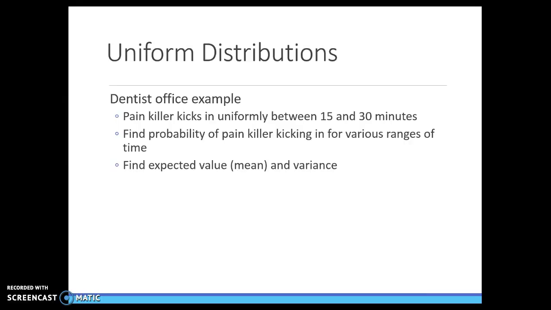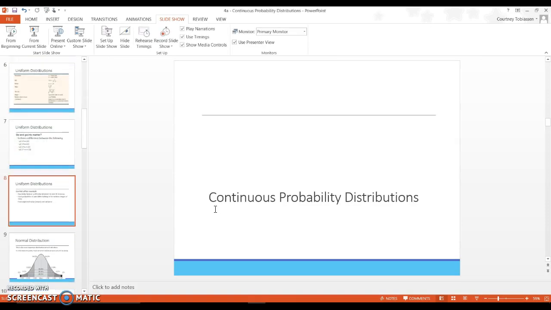So the dentist office example is the one that we are going to look at. When you go to the dentist office, the painkiller kicks in uniformly between 15 and 30 minutes. So there is an equal chance that the painkiller is going to kick in for you at 16 minutes, 17 minutes, 18 minutes, 18 and a half minutes, 18 and 3/4 minutes, 19 minutes, 25 and a half minutes. There's an equal chance throughout that time period. We are going to look in Excel at how we would calculate this.